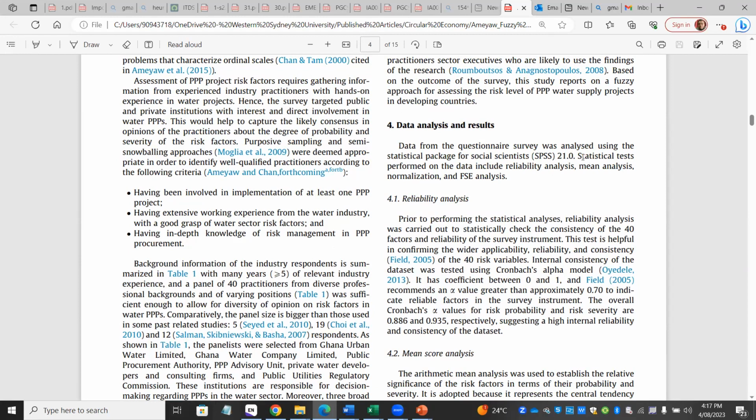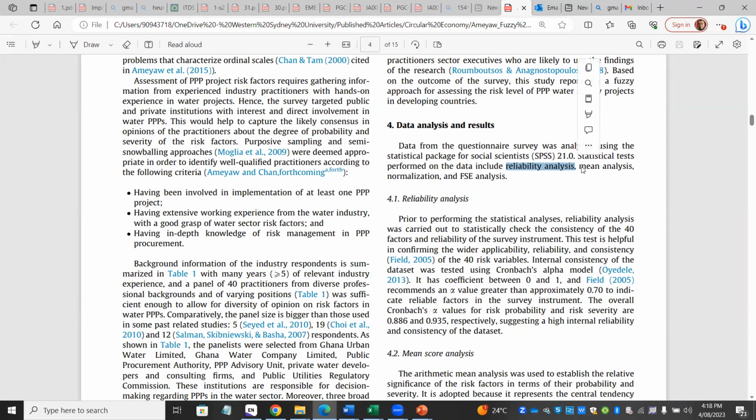SPSS was used, that's the software, but the statistical tests which were performed include reliability analysis. And this is where I mentioned that you have to establish what we call the internal consistency of the data using the Cronbach alpha. So I've shown you how to do reliability analysis using Cronbach alpha with the SPSS. I've taught you how to go about that.